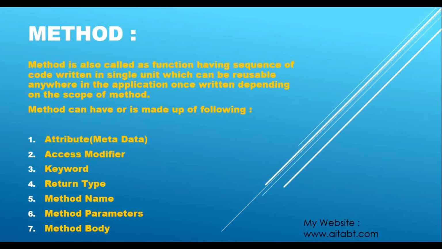Now a method is made up of these many things that you can see here. That is these 7 things. First is attribute, that we can also call metadata, second is access modifier, third is a keyword, fourth is a return type, fifth is a method name, sixth method parameters, seventh method body.